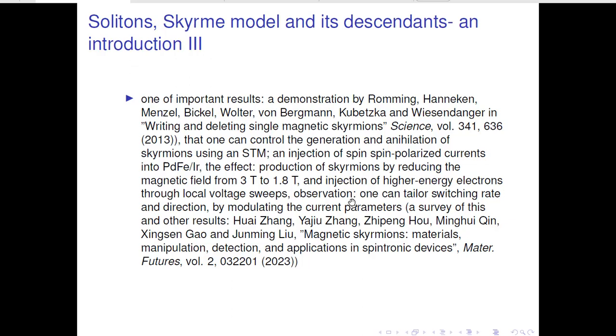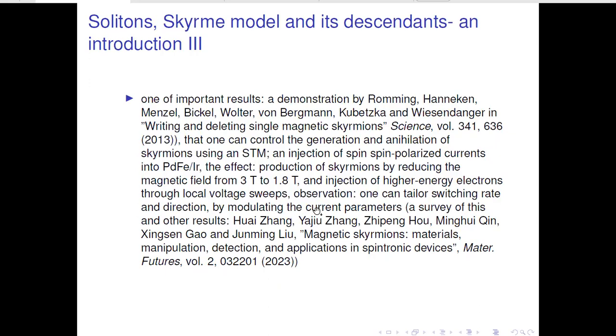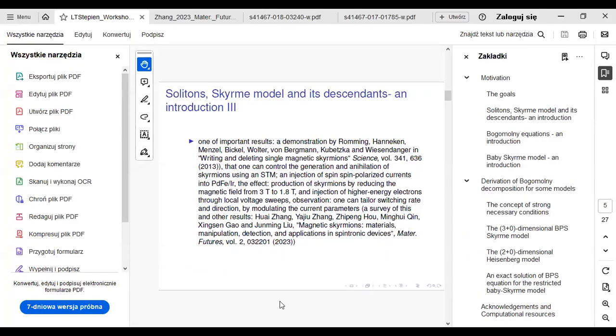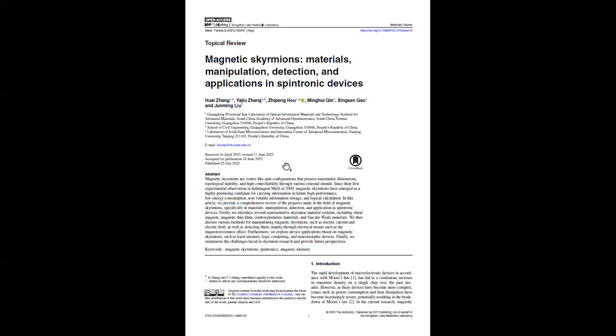And a very interesting observation, namely, one can tailor switching rate and direction by modulating the current parameters. And I recommend a very interesting survey of this and other results. For example, I would like to show this paper of Chang and his colleagues. And this is according to permissions, because this is an open access mode.